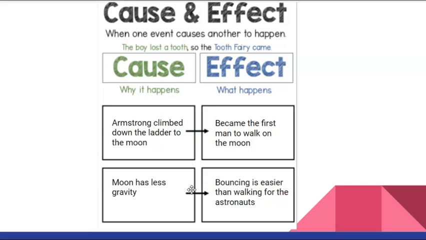Beautiful job, first grade. We know that events are connected and the cause is why something happens and the effect is what happens because of it. And they're always connected. We can identify cause and effect in a lot of different stories and a lot of different parts of our lives. But let's move on to writing today.